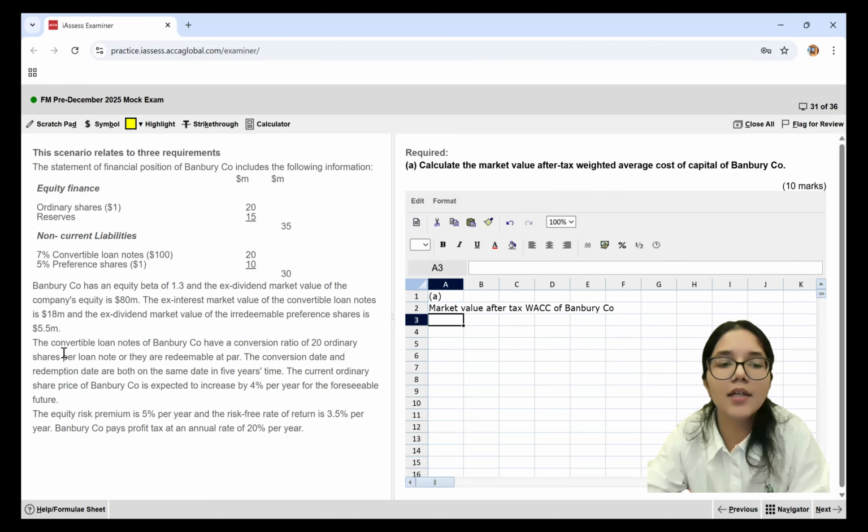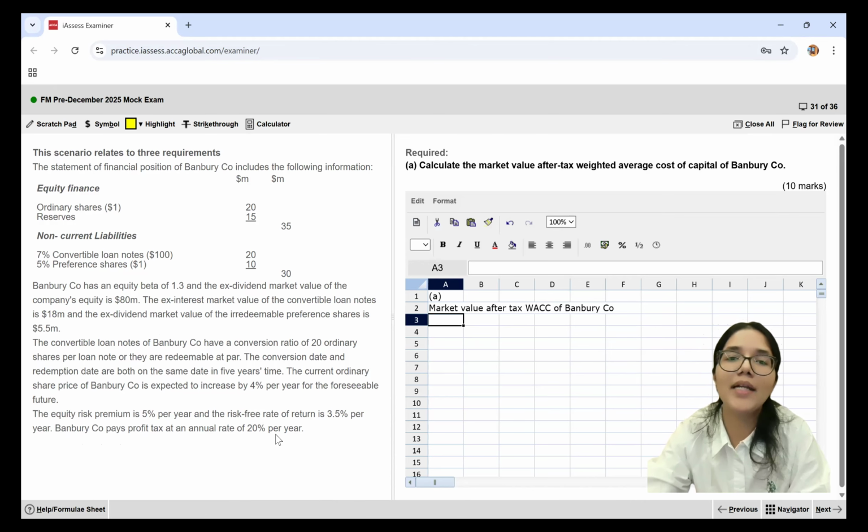Now, proceeding further, the convertible loan notes of Banbury Company have a conversion ratio of 20 ordinary shares per loan note, or they are redeemable at par. The conversion date and the redemption date are both on the same date in 5 years' time. The current ordinary share price of Banbury Company is expected to increase by 4% per year for the foreseeable future. The equity risk premium is 5% per year and the risk-free rate of return is 3.5% per year. Banbury Company pays profit tax at an annual rate of 20% per year.